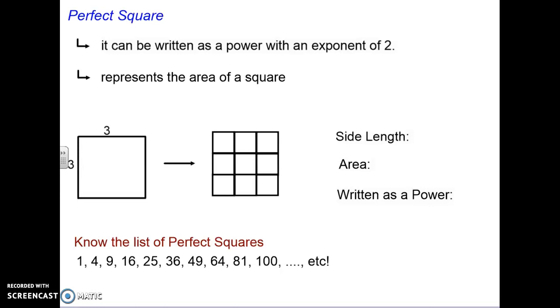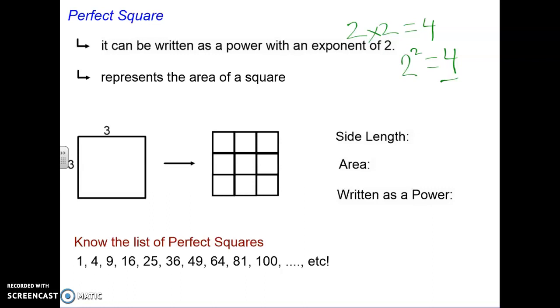Okay, so now we're going to talk about perfect squares. We know that a perfect square can be written as a power with an exponent of 2, or we can refer to it the same as squaring a number. When you multiply a number by itself, the result will be a perfect square. If you had 2 multiplied by 2, the answer would be 4. You could think of that the same as saying 2 to the power 2. It's going to give you 4. So the 4 would be the perfect square in that instance.